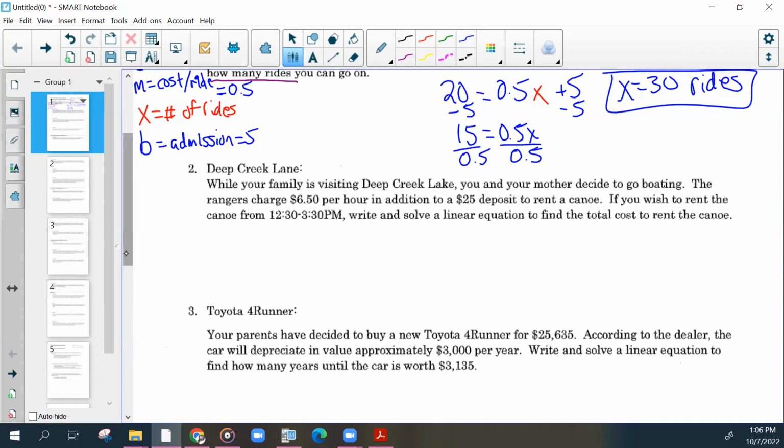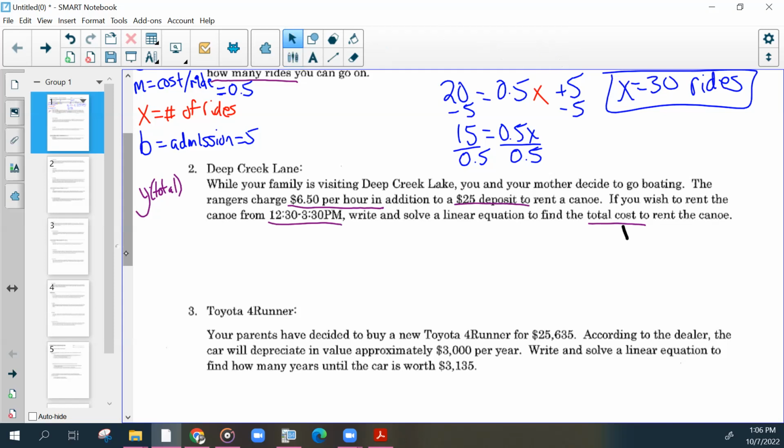All right, again, important information. We have a $25 deposit. The rangers charge $6.50 per hour. We're renting from this time. We're looking for the total cost. So let's start to put things together. We know Y is usually the total. In this case, when I look through everything, I'm asked to find the total, so that's going to stay a variable. I don't know what that is.